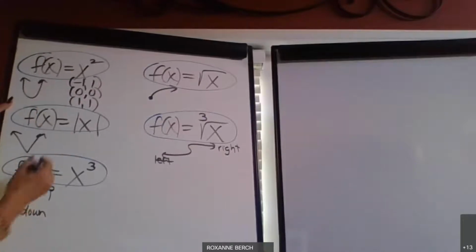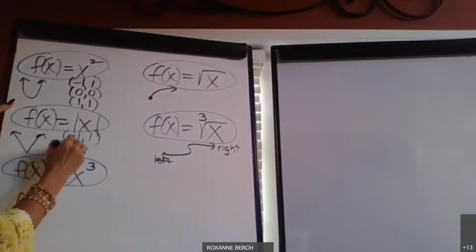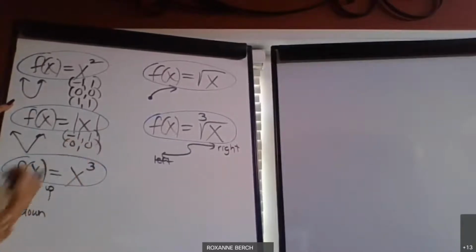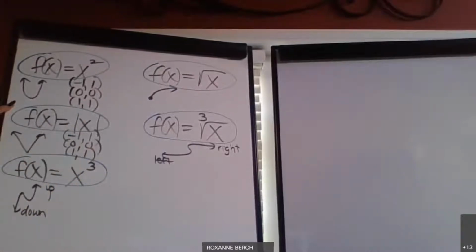Same for the absolute value. If you put in a -1, the absolute value is 1. If you put in a 0, the absolute value is 0. If you put in a 1, the absolute value is 1. Those are the same as the quadratic.